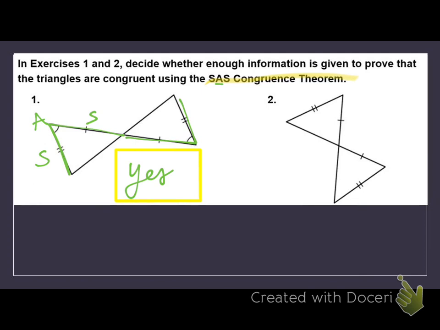This one's a yes. This next one, we got 2 sides congruent to 2 sides. Do we have any angles? Yeah, we got vertical angles. So is this angle touching both the sides? No. So is this side angle side? No. It would have to be in between them.